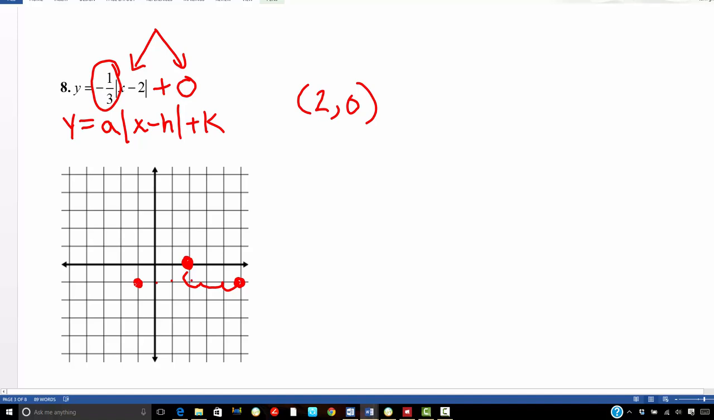It is possible that, again, you have different points than I do, but again, your graph should still take the same basic shape as mine. Should be facing down and should be pretty wide.